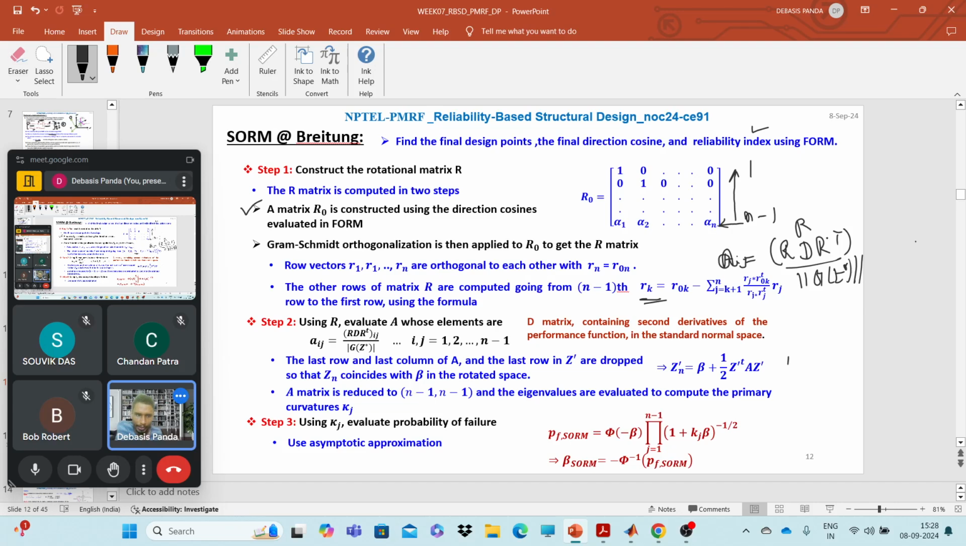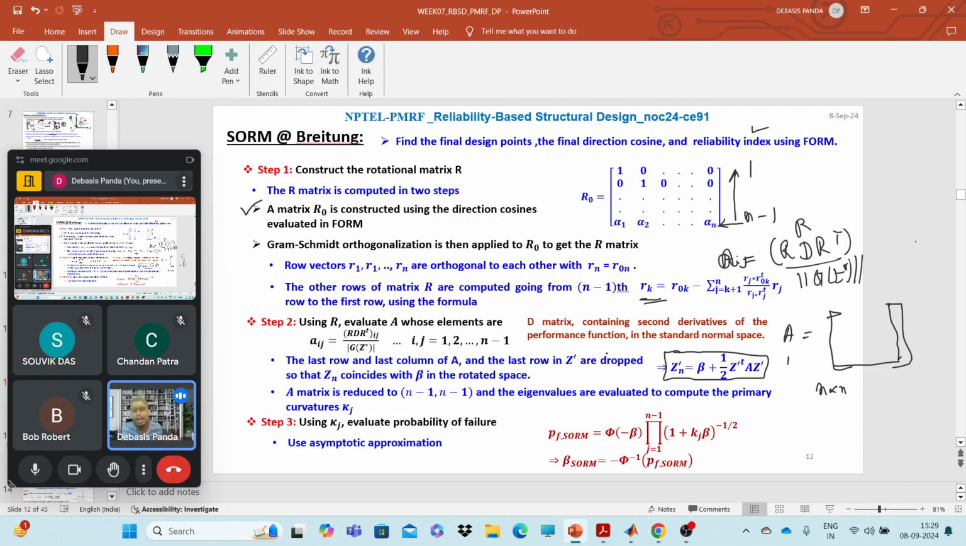standard normal space. So when we have formulated the A matrix, we have an n cross n matrix. Now what we need to do is drop the last row and last column of this matrix to get the nearly approximate formula, or the second order approximation formula. Now once we have A without the n-th row and n-th column, the remaining A matrix is used to calculate the principal curvature. That means for the remaining A matrix, do the eigenanalysis, and the eigenvalues will be the kappa values.